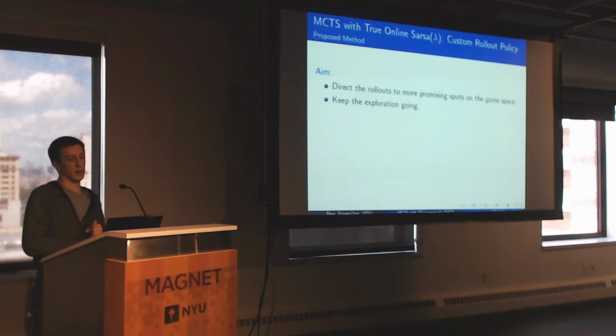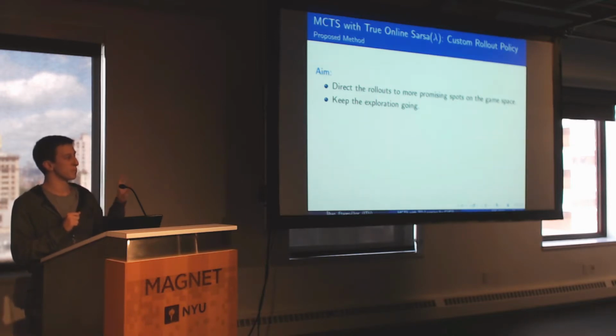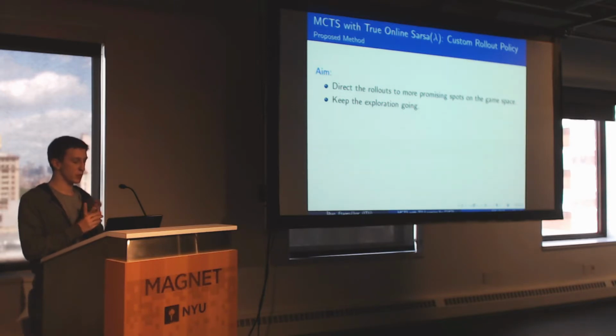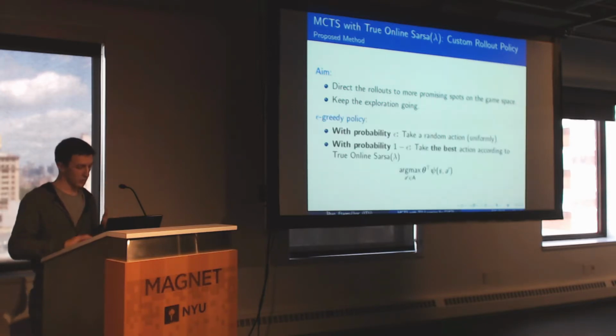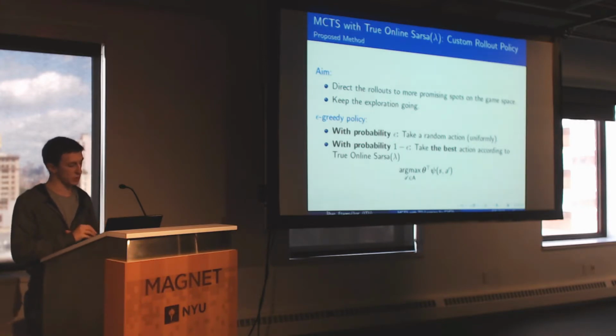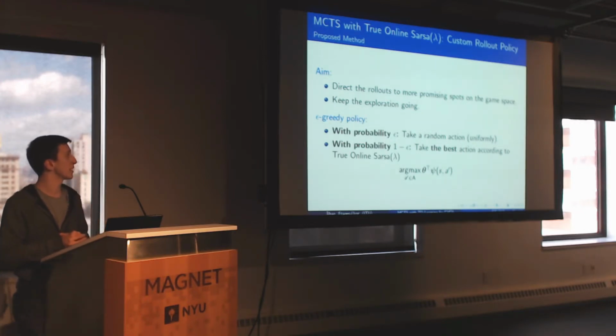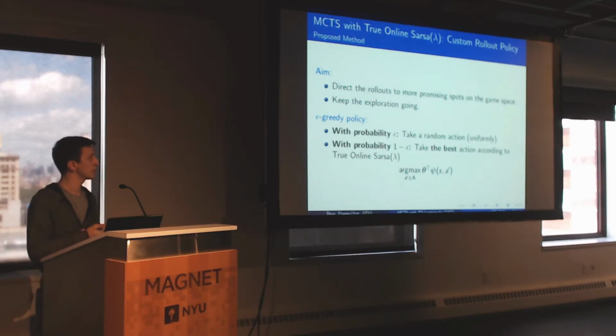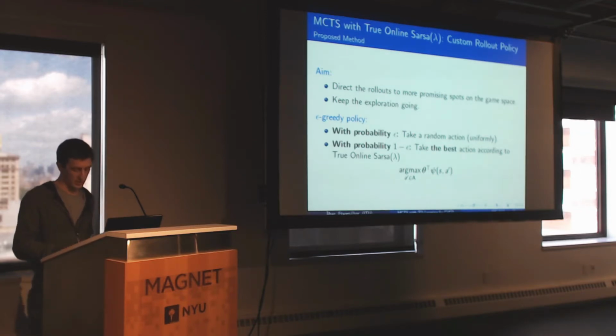And about rollout policy, we want to direct the agent to the promising points in the game state, but we still want to explore the game. Therefore, we use the well-known epsilon-greedy policy here. With epsilon probability, it takes a uniform random action, and otherwise it takes the best action suggested by the algorithm through online SARSA Lambda, with the highest value action.